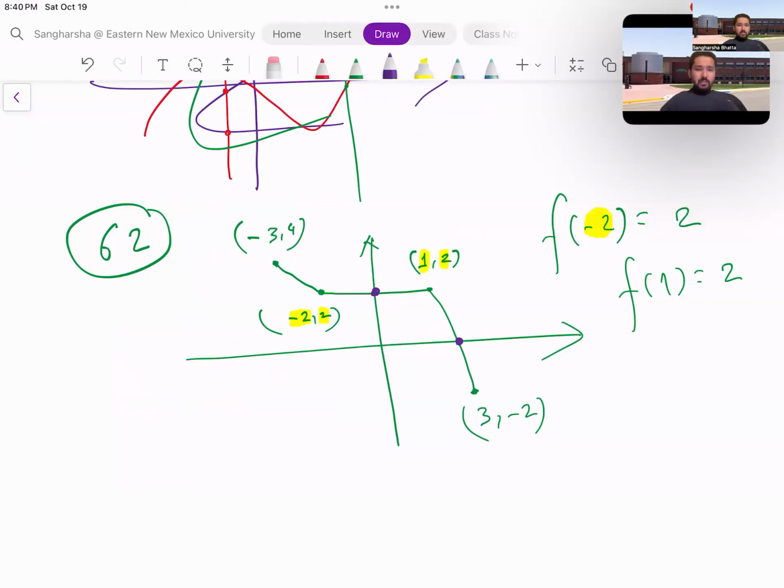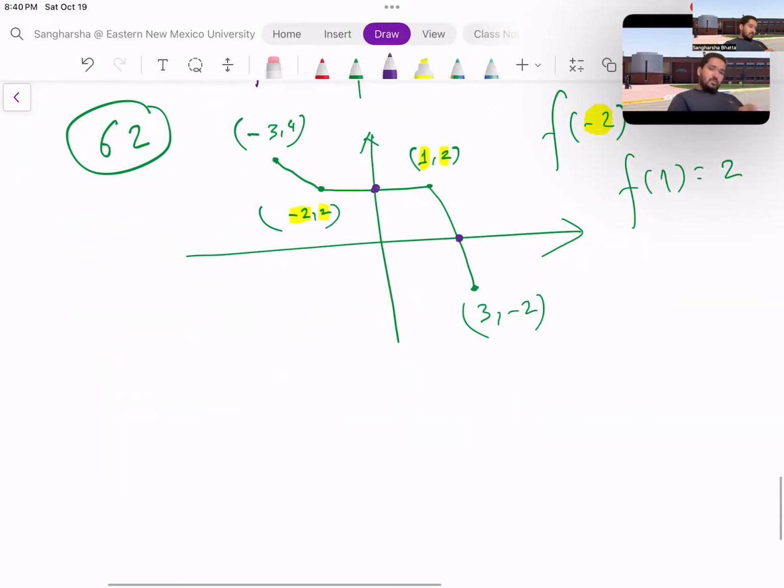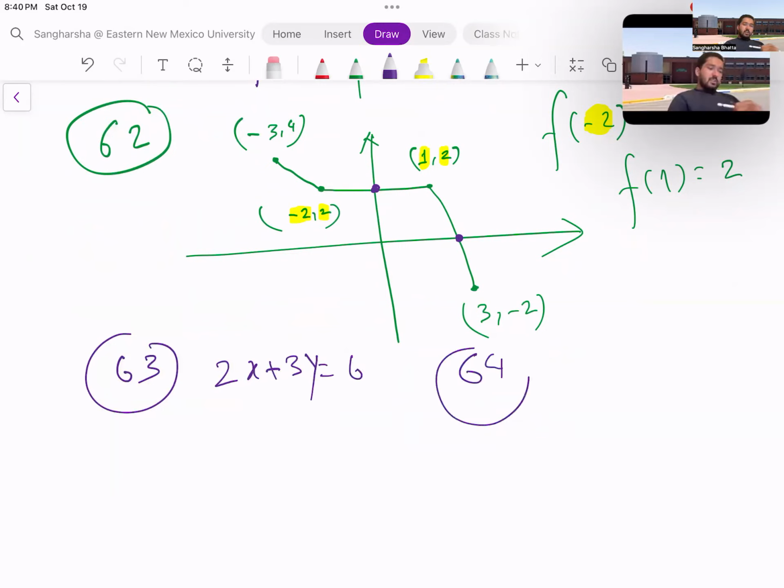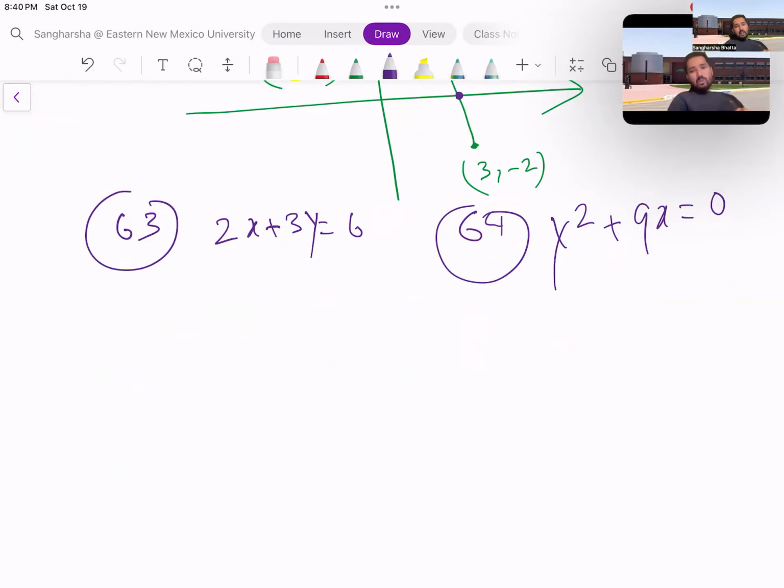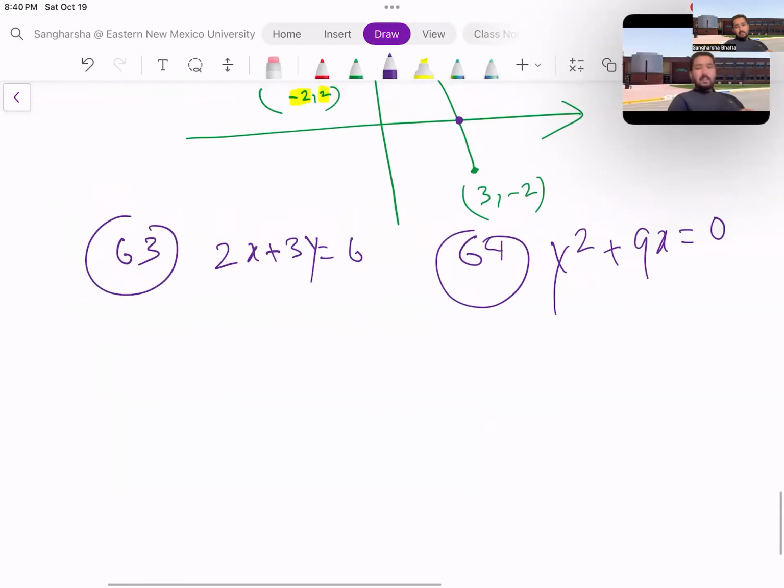In 63 and 64, determine if the equation describes y as a function of x or not. In 63, we have 2x plus 3y equals 6. Now, is this a function or not? What do you think? To be a function, what is the condition? For every x value, we need to have exactly one y value, right? If you have two y values for one x, then it is not a function.